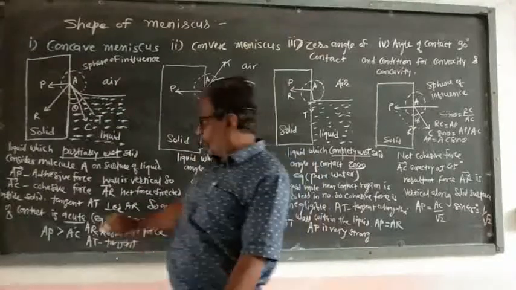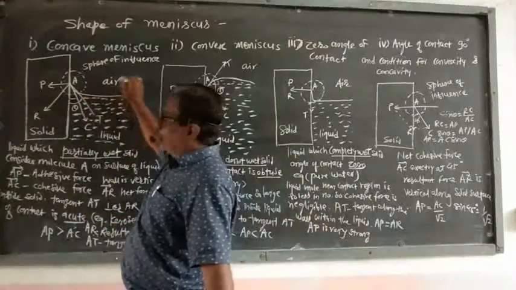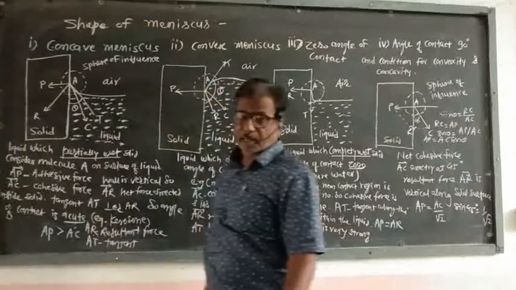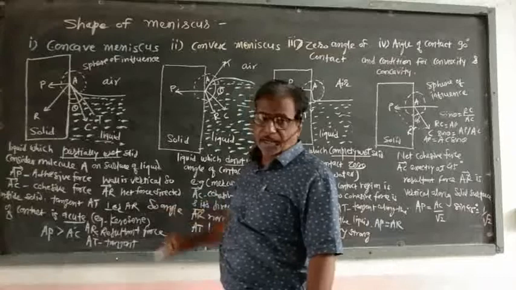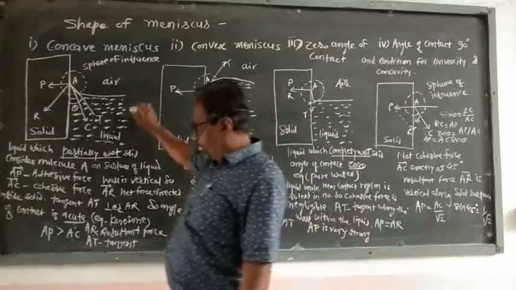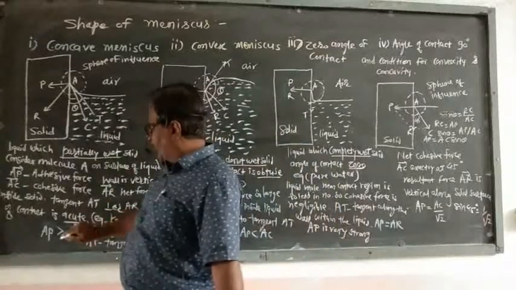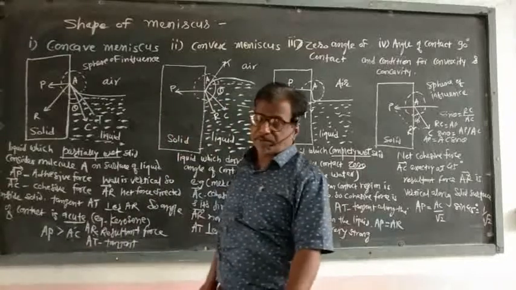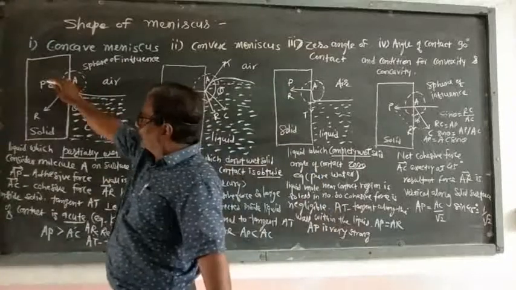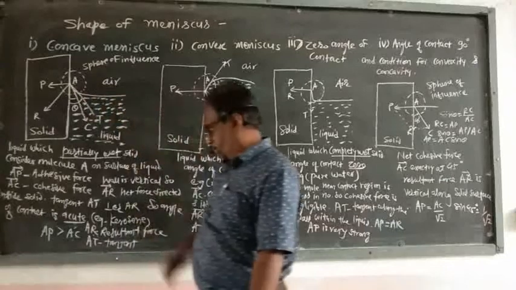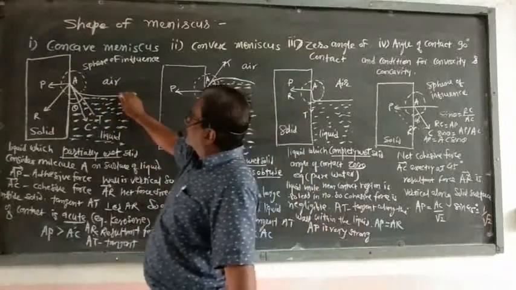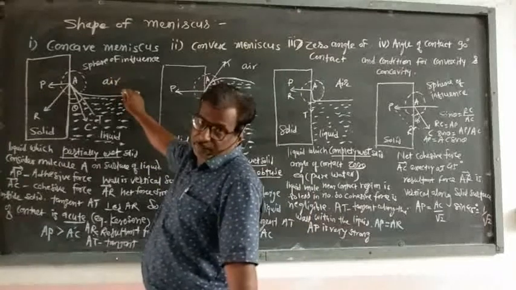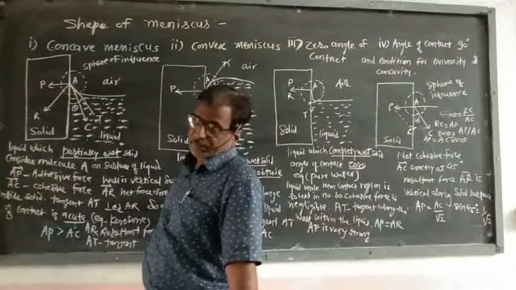So the angle of contact is acute here. Acute means less than 90 degrees. This is the example of kerosene and glass. In this case, AP is greater than AC, that is, the adhesive force is greater than the cohesive force. So we get the shape of the meniscus as concave. So this is the first case.